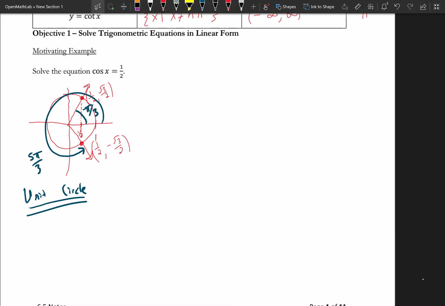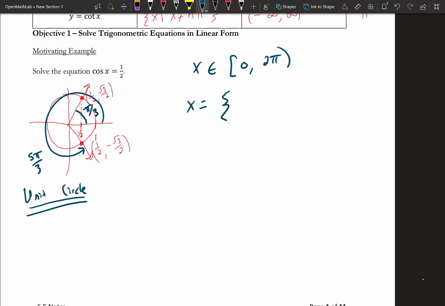So when we're thinking about this, it's possible that maybe we just restrict x to be within the interval 0 to 2 pi, right? So in other words, like one rotation. If that's the case, those are the only two solutions that are going to exist, right?